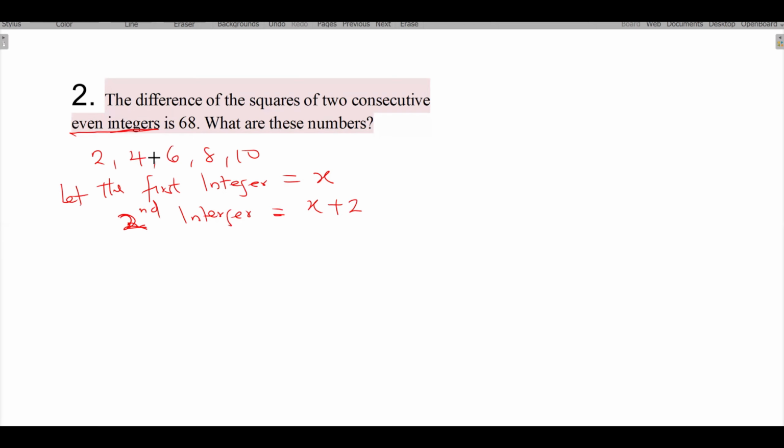To get from 4, I had to add 2. To get to 6, I had to add 2. To get to 10, the next one will be x plus 2.